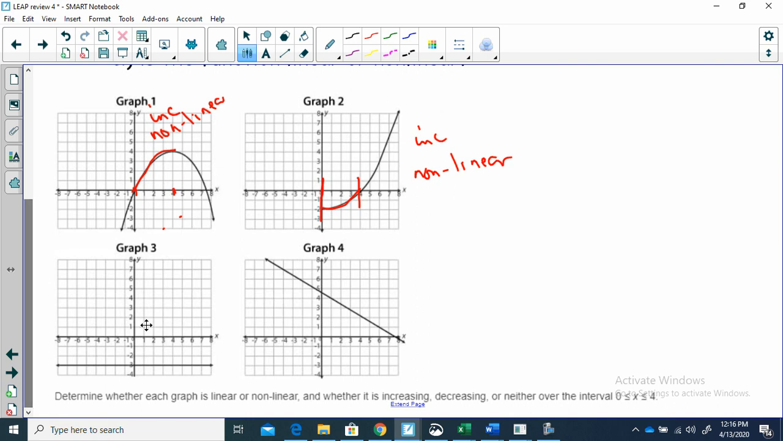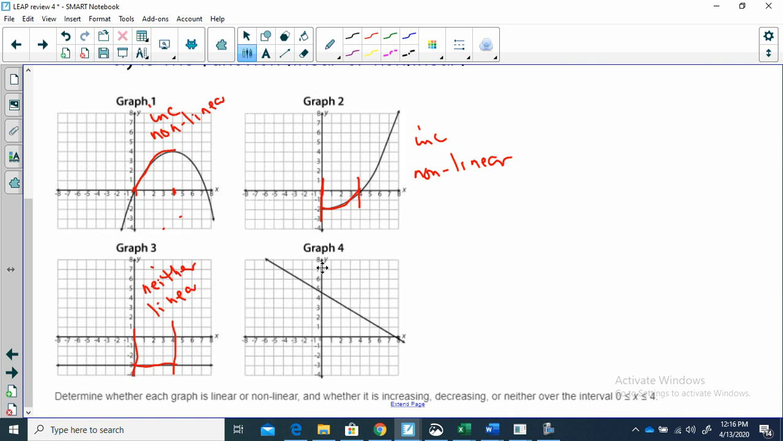Graph 3, from x is 0. See, on the x-axis, we're finding 0. On the x-axis here, we're finding 4. What is this segment doing between there? It's not going up. It's not going down. It's neither, right? It's unchanged. It is neither. Okay. Is it linear or nonlinear? That's a line. It is linear.